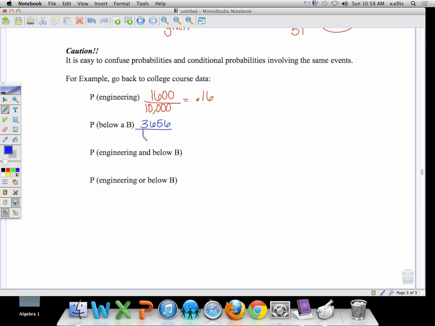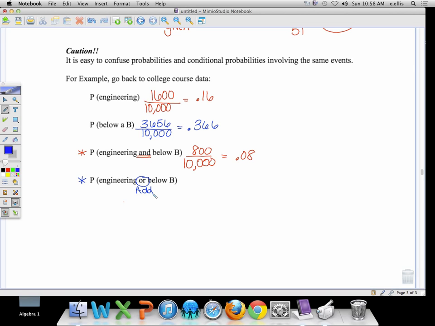The probability that you get a grade below B, the total there are 3,656, again out of your grand total of 10,000, which is 0.366. Now the probability of engineering and getting below a B. So they're kind of merging those 2 topics together. Well, the 2 together in the middle of the table, when you match it up, there are 800 total, and the and is going to go back over your grand total of 10,000, which is 0.08.